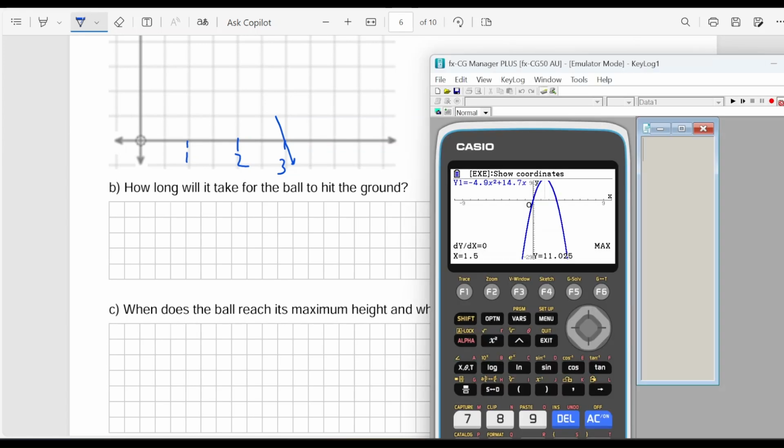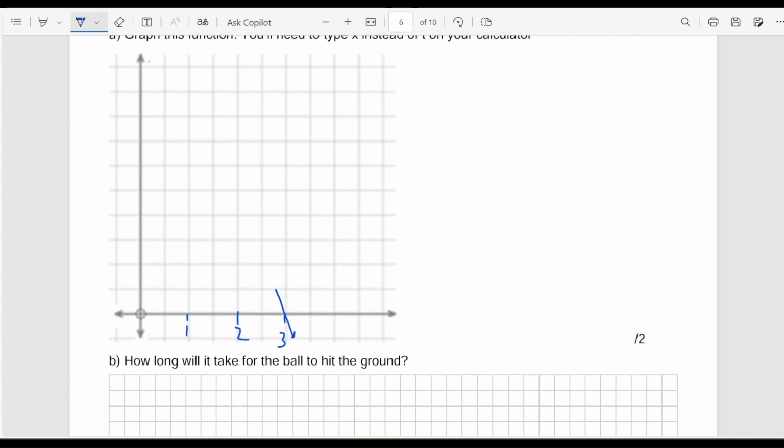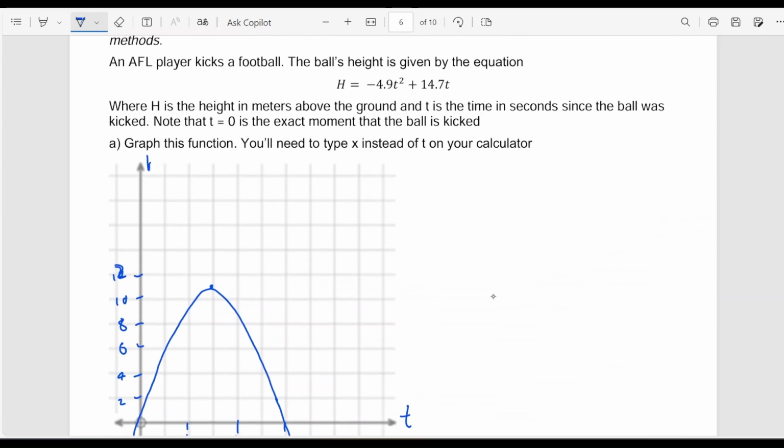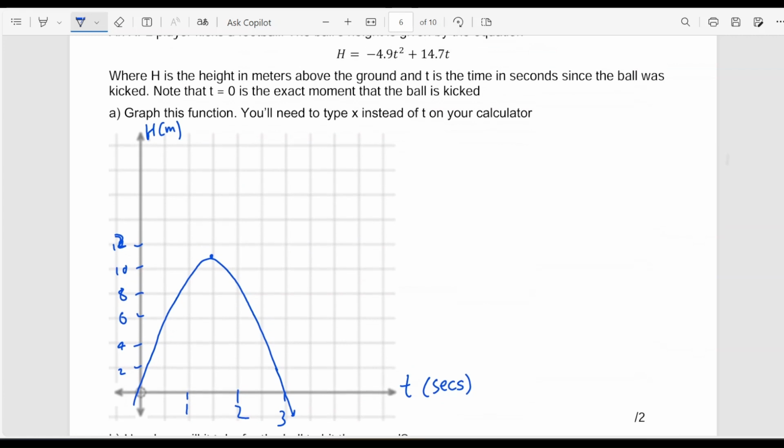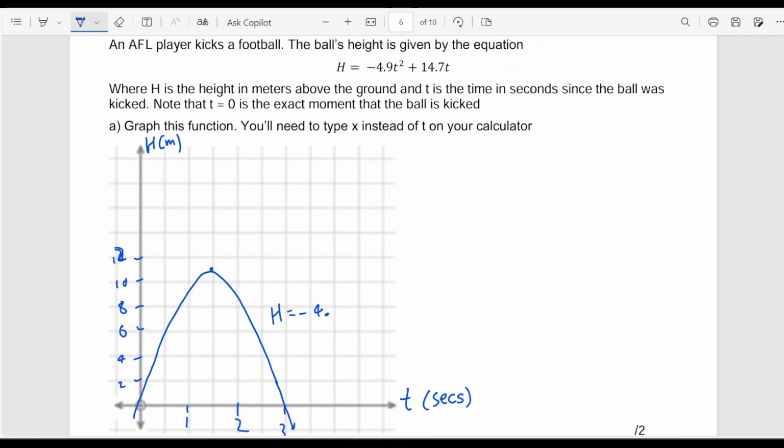G solve max, 1.5 and 11.025. So what I might have to do is go 2, 4, 6, 8, 10, 12. And it was at 1.5 and 11. So probably sitting about there would be the maximum. T, H. Now, T has to be in seconds, and H needs to be in meters. We need a graph of H equals minus 4.9 T squared plus 14.7 T.